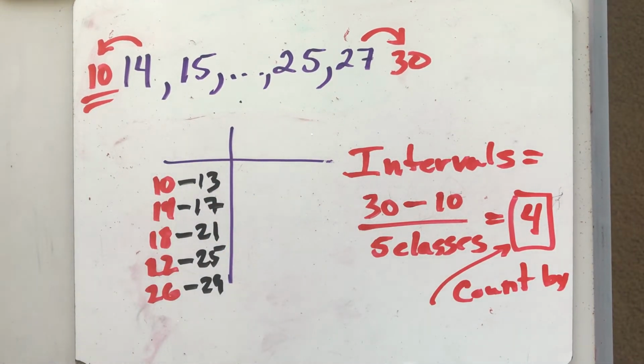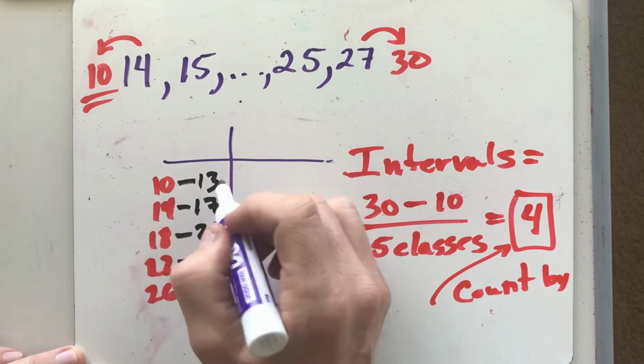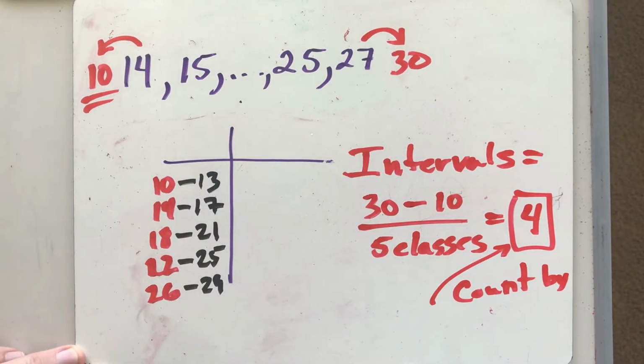Now my intervals are complete, counting by 4s down the left-hand side. Then, on the right-hand side, you're just going to look at the data set and then count how many of each value shows up under each interval and make your histogram.